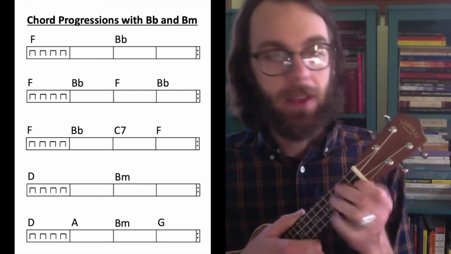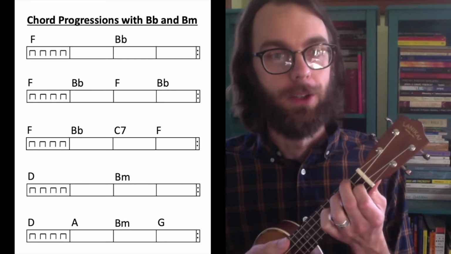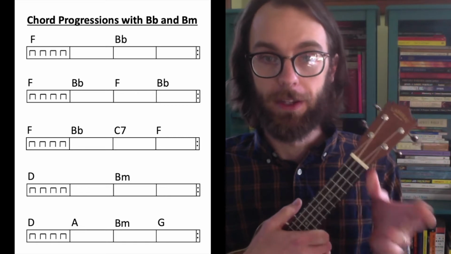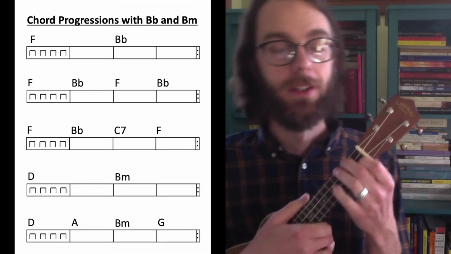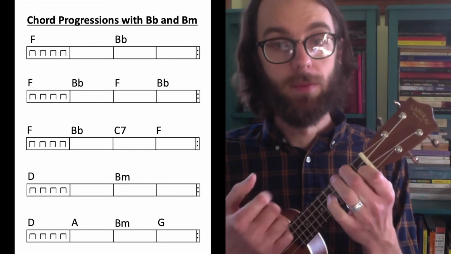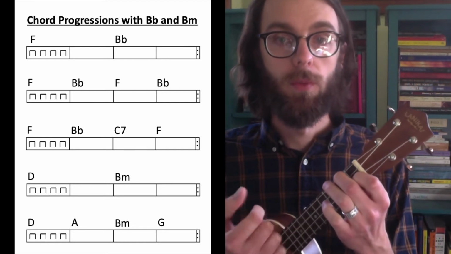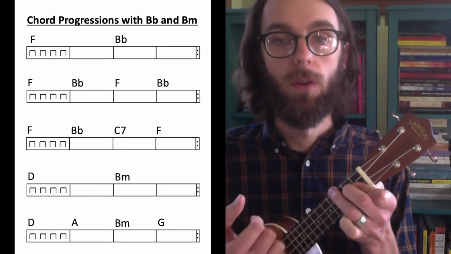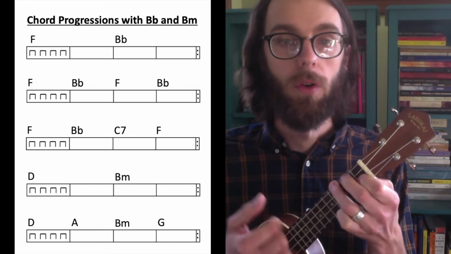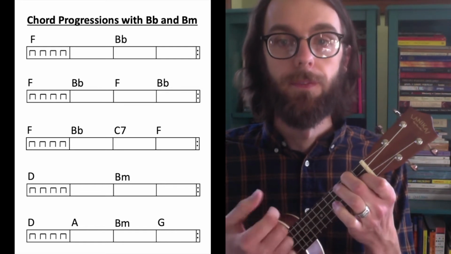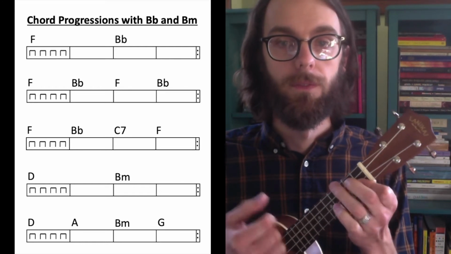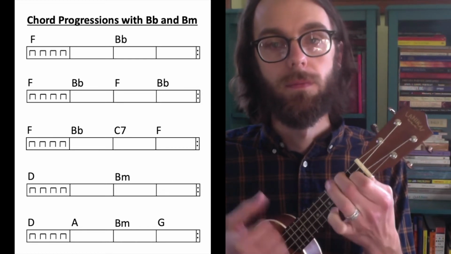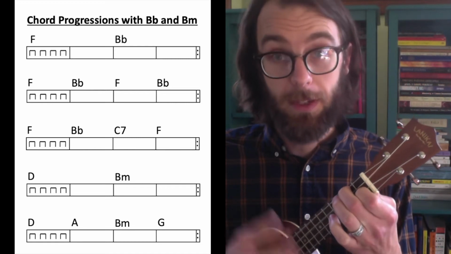So, starting with F, we're going to do 2 measures of that and then 2 measures of B flat, and then just keep switching back and forth just so that your fingers can get the different patterns down. So the first one is just 1, 2, 3, 4. 1, 2, 3, 4. Now take these at whatever speed you feel comfortable with.